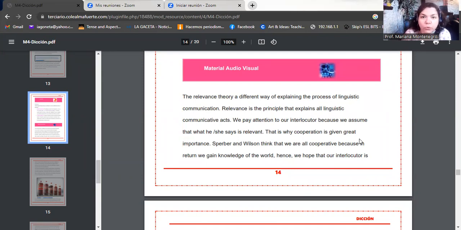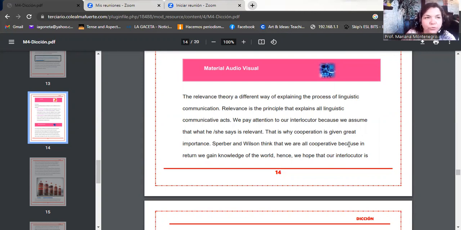So the question is, when do we pay attention to what someone is telling us or trying to tell us? When that information is relevant. It means it is important to us. We pay attention to our interlocutor because we assume that what he or she says is relevant or important to us. That is why cooperation is of great importance. Sperber and Wilson think that we are all cooperative because in return we gain knowledge of the world.